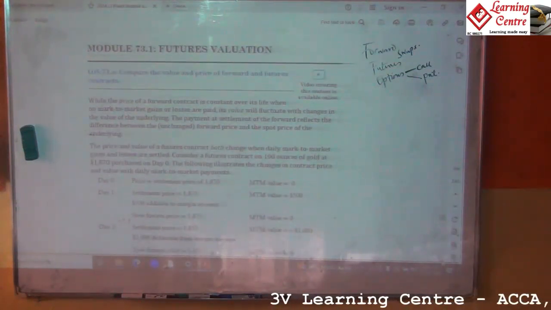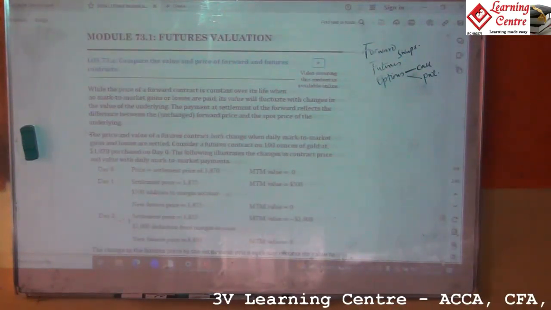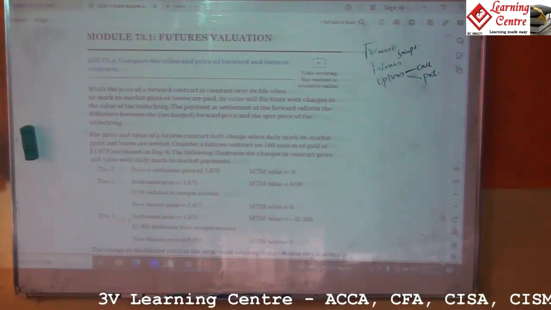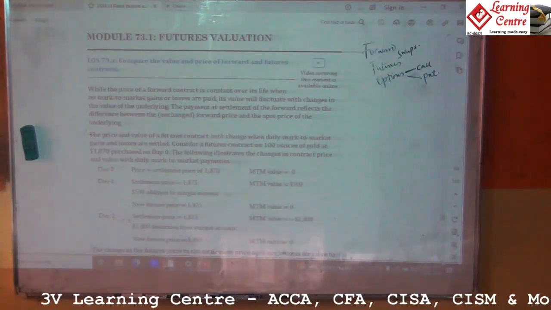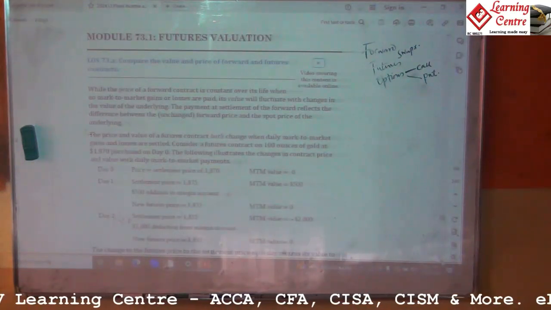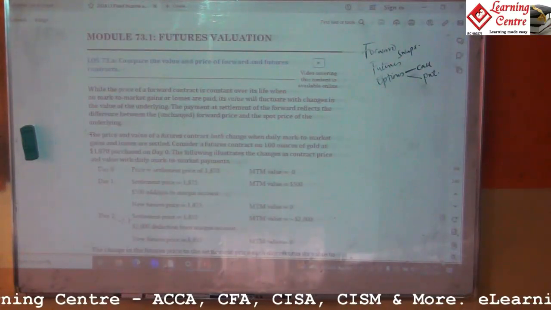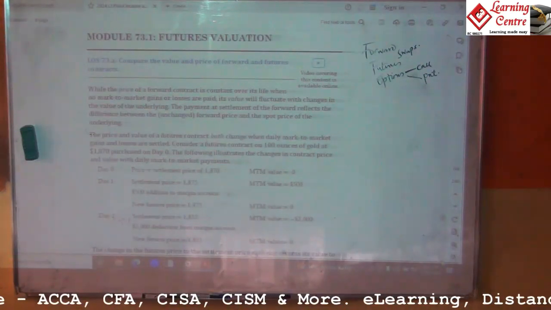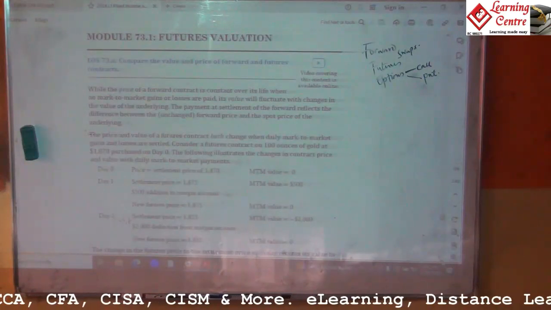Because like I've said, it's different from the forward contract. Now remember we said for this one, at every change in price, something is happening in the market. So if a price has gone up, somebody has gained and somebody has lost, based on if it's the buyer or the seller.